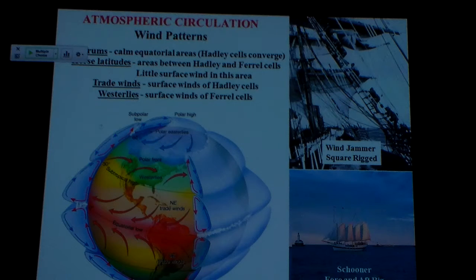Okay, so here's kind of the model we end up with now. We have planet Earth. We have our Hadley cells right here by the equator, and we see the trade winds blowing east to west. Then we have the westerlies here in the Ferrel cells, and finally those big nasty polar easterlies at the two poles.